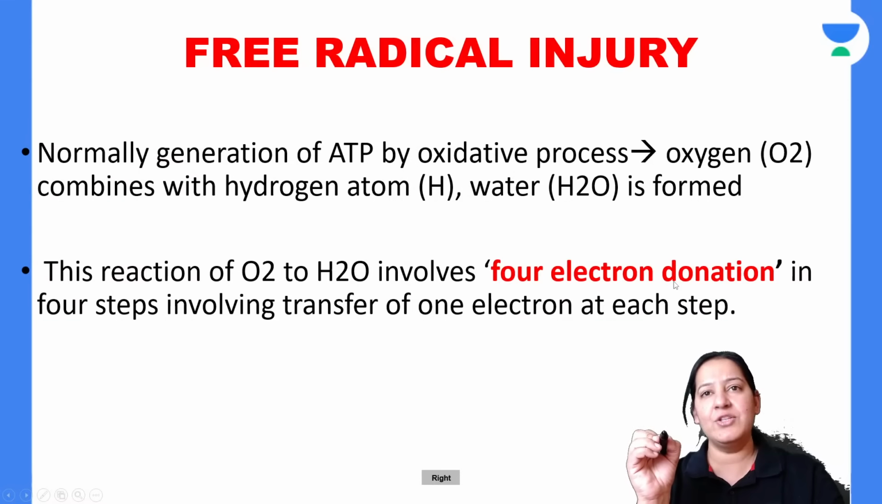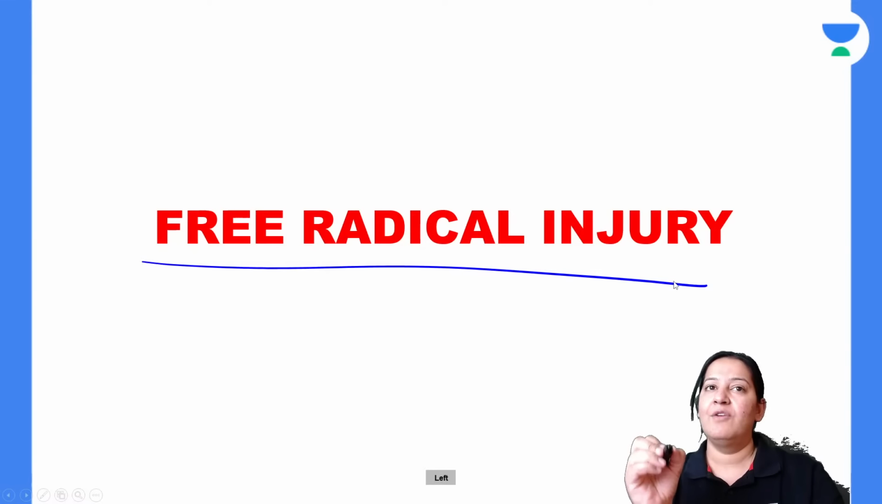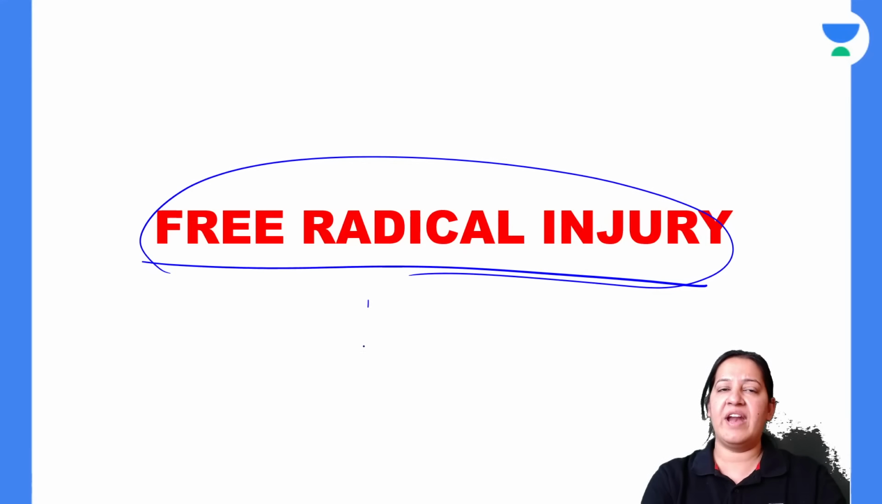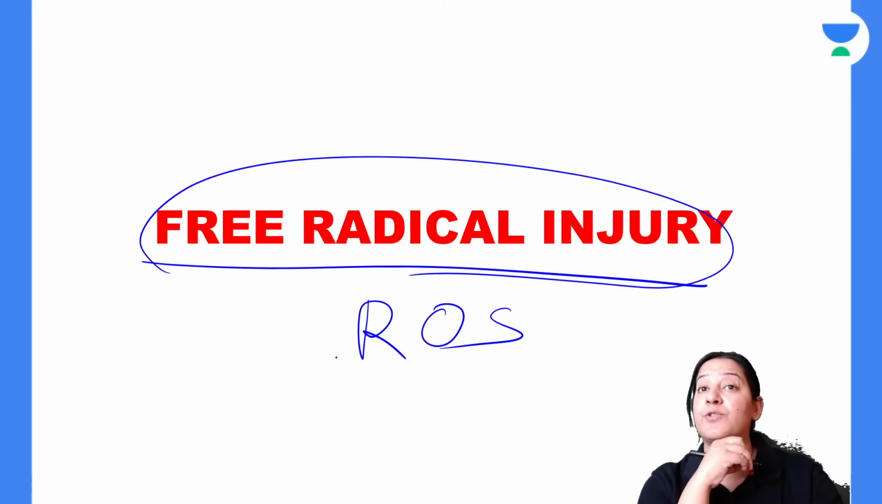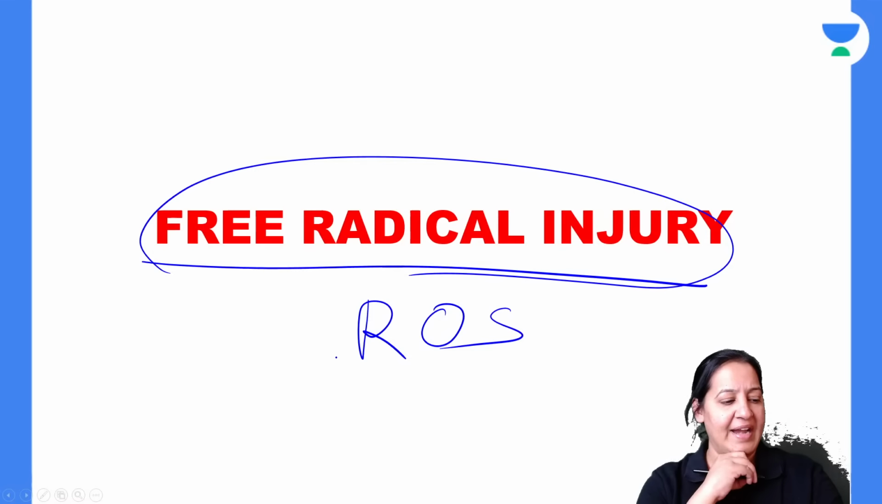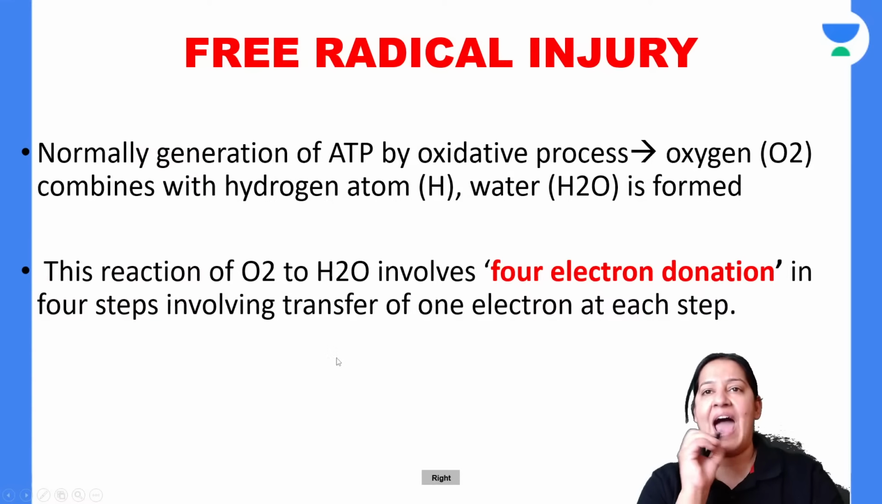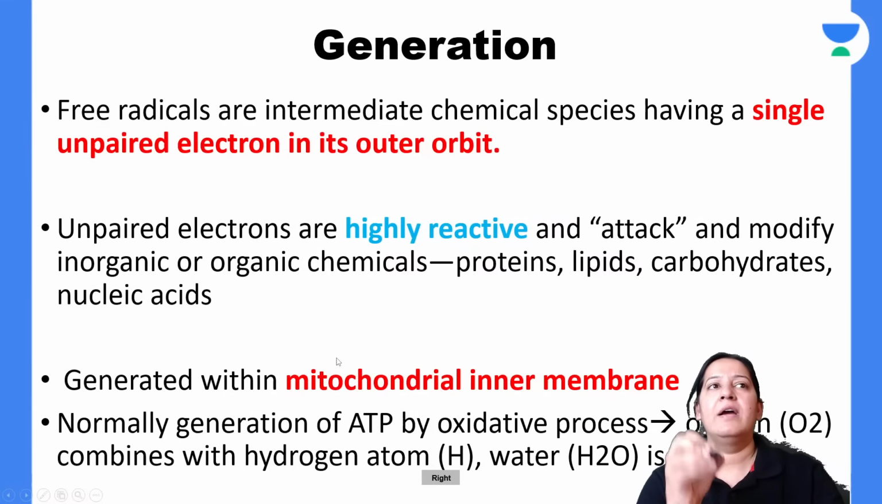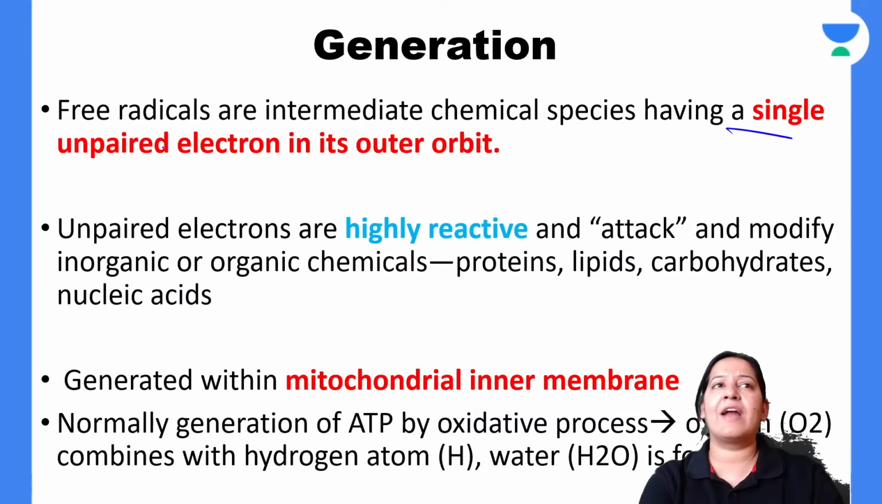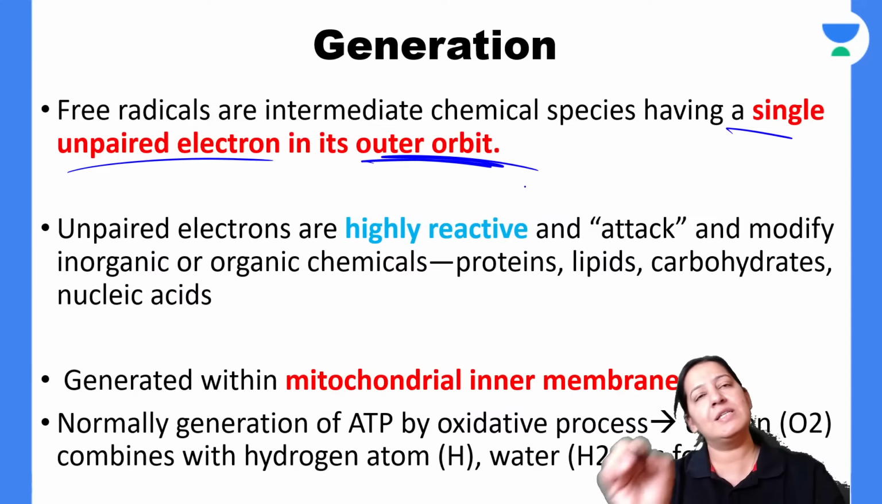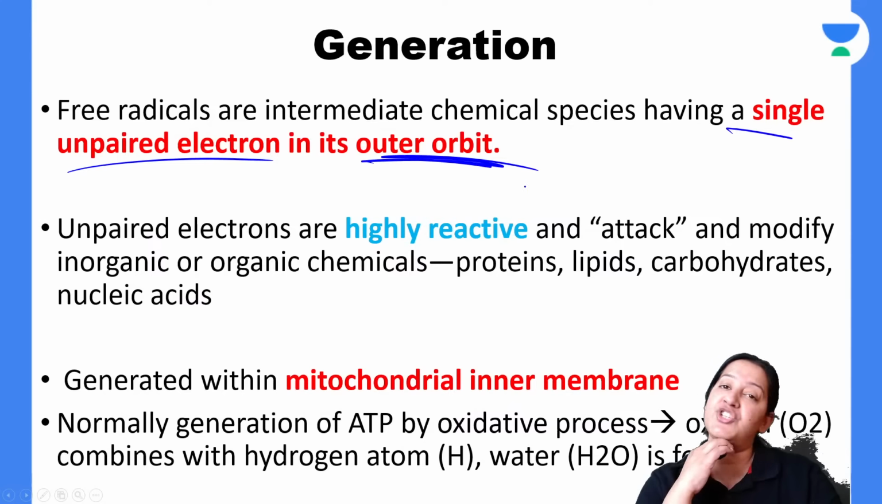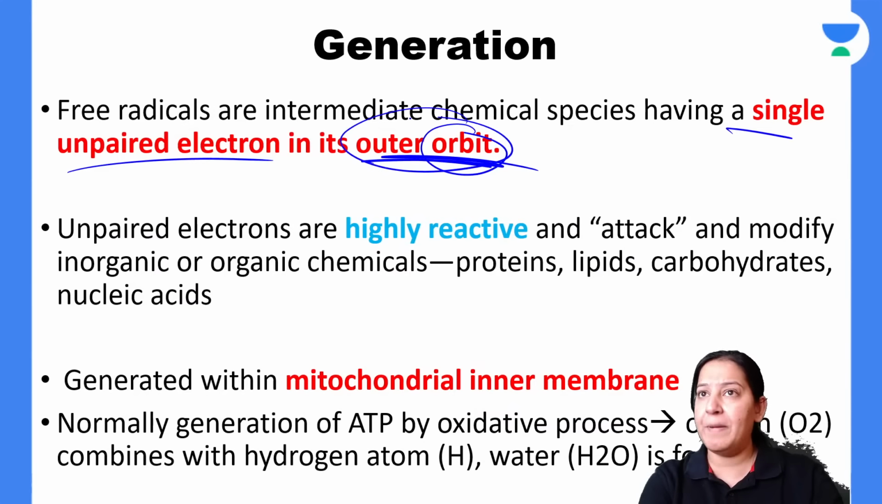So free radical injury, what is free radical? What do you mean by free radical? As I've told you, free radicals are also known as reactive oxygen species, ROS. One and the same thing, free radical and ROS. So anything which has a single unpaired electron in the outermost orbit is known as a free radical. That is the chemical definition of free radical. In chemistry, you may have studied orbit. So outermost orbit means single free electron, unpaired electron.